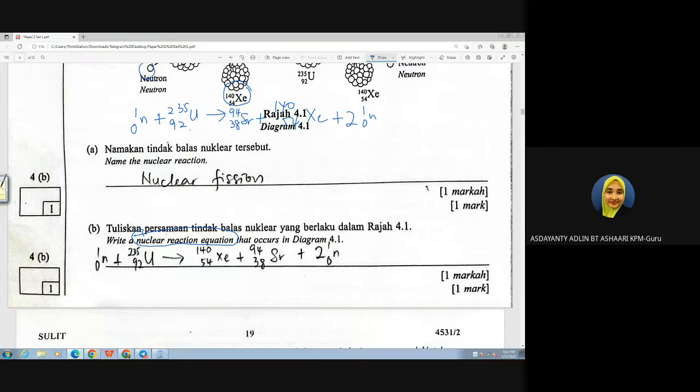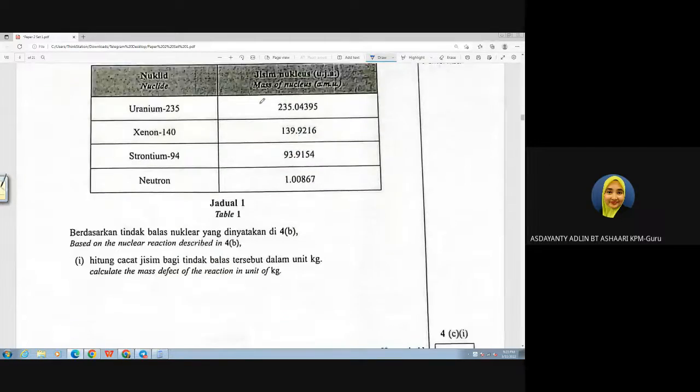Okay, this one is, I think, easy to understand. C, table 1 shows the mass of each nuclei in atomic mass unit. So based on nuclear reaction, describe in unit of kg. So how to calculate the mass defect? Before minus after reaction. So before reaction, we have uranium 235, 0.04395 is the mass of the nucleus. Then mix with the neutron.